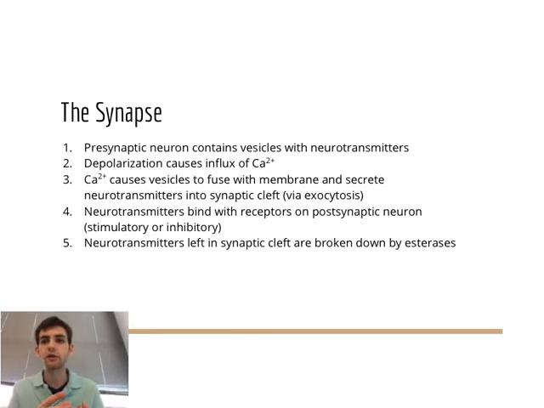Those neurotransmitters are going to bind with the receptors on the postsynaptic neuron. The postsynaptic neuron is the neuron receiving the signal. That postsynaptic neuron will either be stimulatory, so cause another response, or inhibitory. It just depends on the receptors found on it. Any neurotransmitters that are left in the synaptic cleft are either retaken up by the presynaptic neuron, or they're broken down by something called esterases.